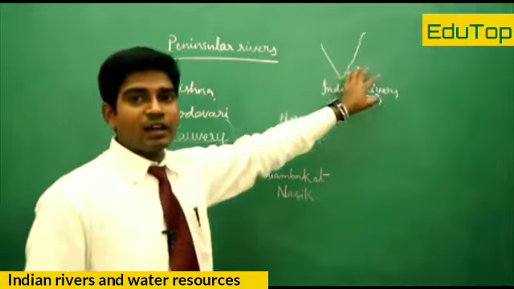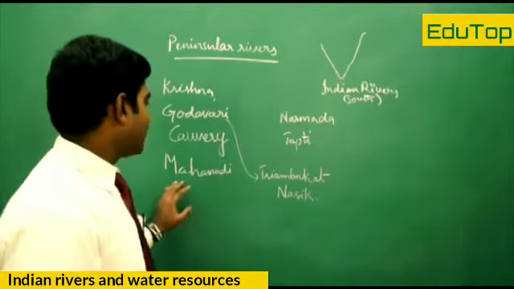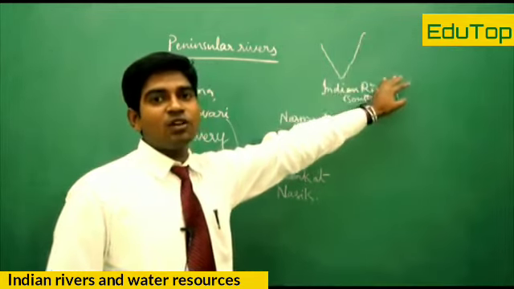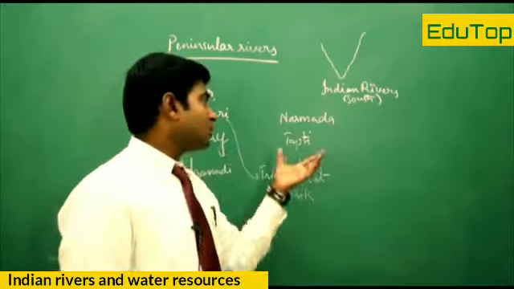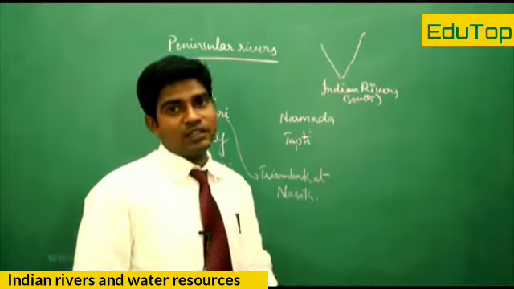Kaveri originates in the Karnataka region, flows towards the Tamil Nadu borders and then falls into the Bay of Bengal. And Mahanadi starts from the Orissa region and then flows eastward and falls into the Bay of Bengal region. Only two rivers, Narmada and Tapati, flow westward and fall into the Arabian Sea.